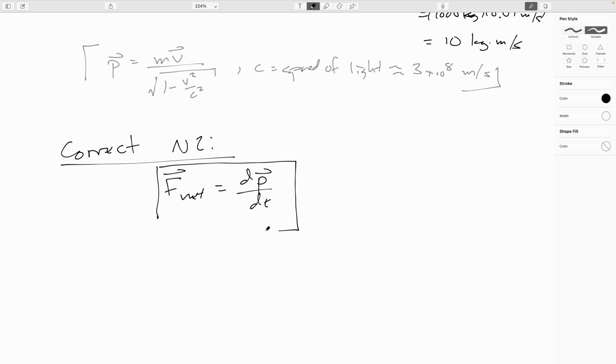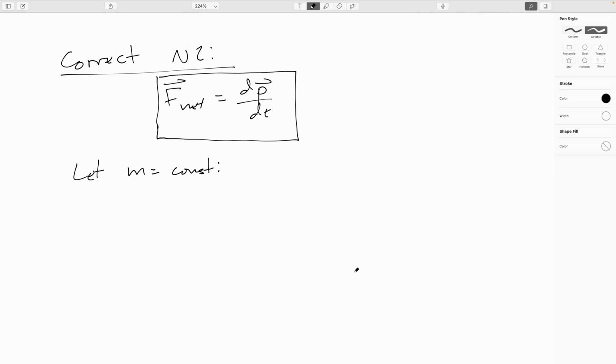Now, I mentioned at the time that if the mass is a constant, this amounted to F equals ma. And we can see this by just literally going ahead and differentiating here.